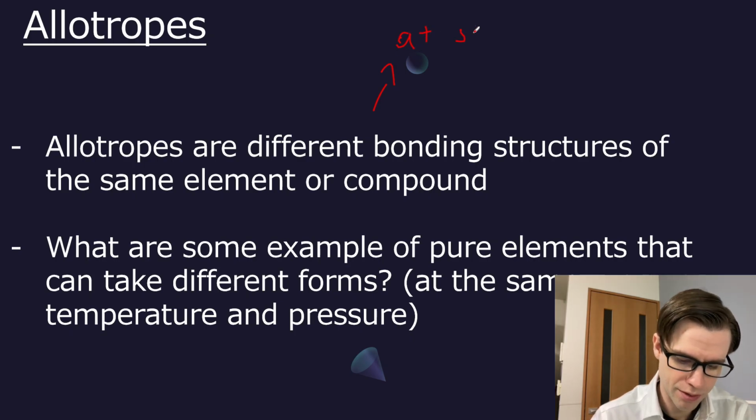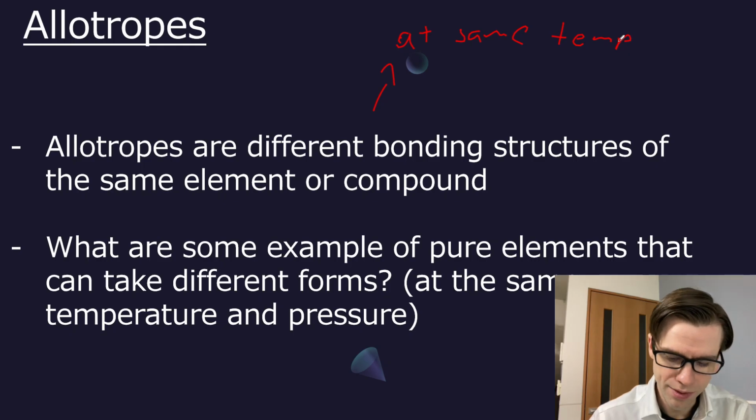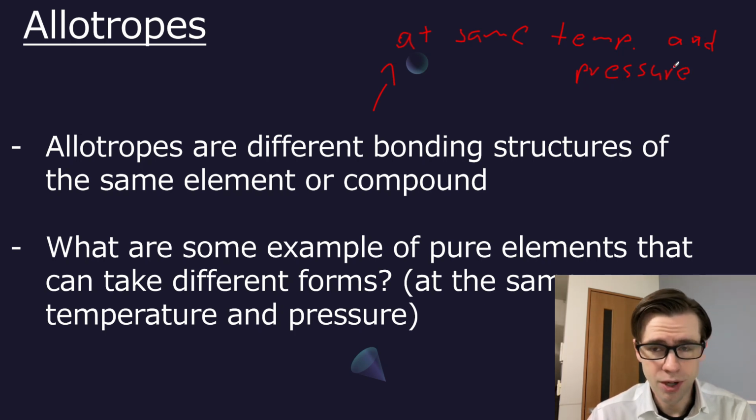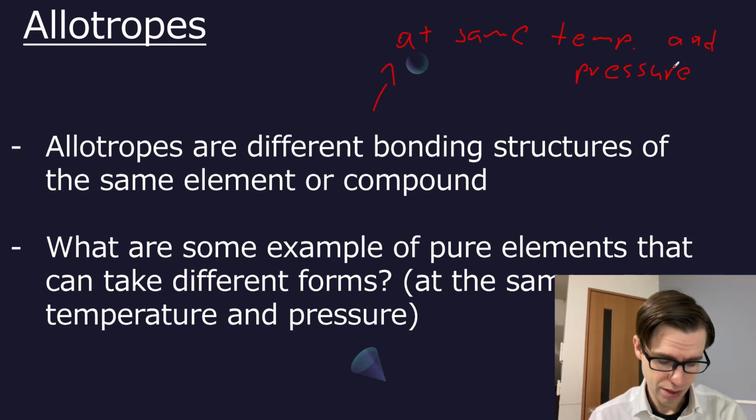Same temperature and pressure. That's important because if you think about something like water, yeah, of course there's liquid water, solid water, ice, gas, water vapor. But all of those happen at different temperatures at standard pressure here on the surface of Earth. But there are some compounds and elements which can form different stable bonding structures just at room temperature and pressure, or any other temperature and pressure, but usually we're talking about standard.